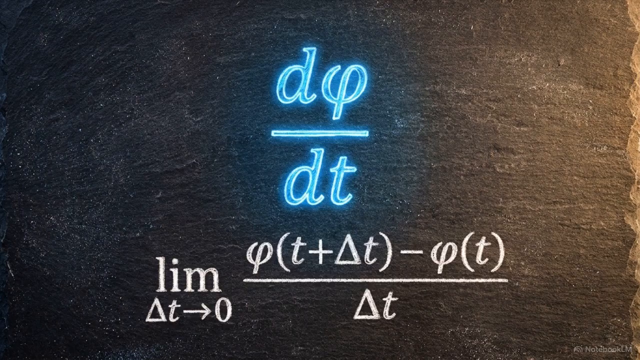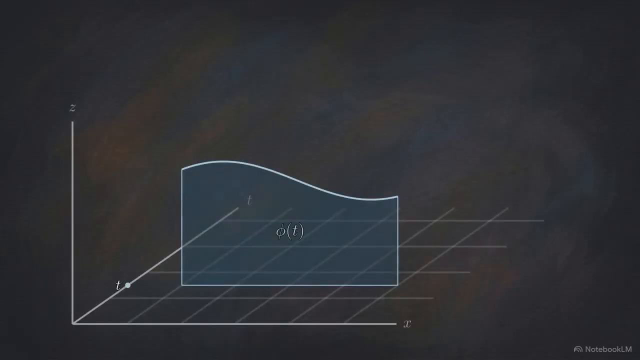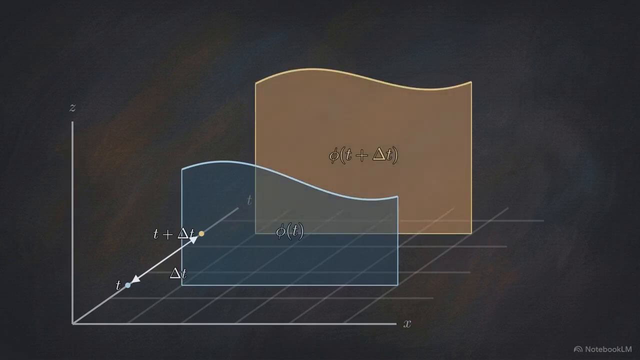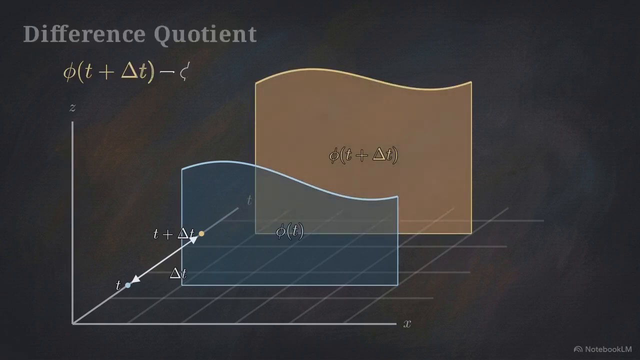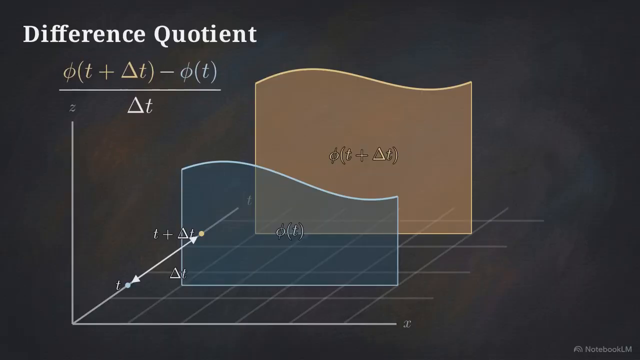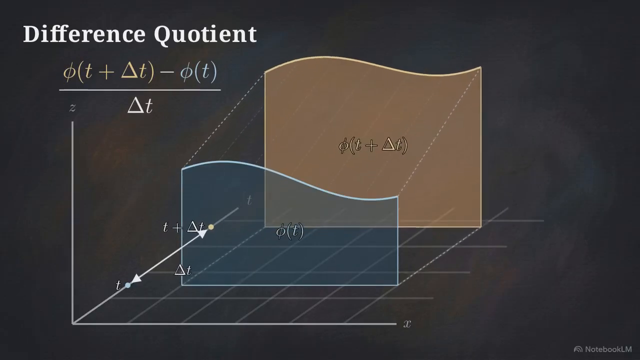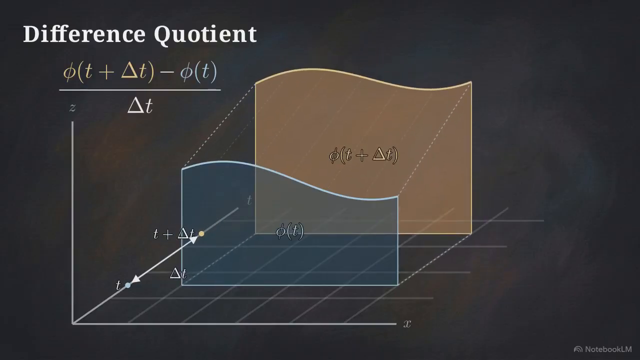To find the derivative of this new area function, phi, we have to apply the standard limit definition of a derivative. We need to see how the area changes when we move slightly forward along the t-axis. We take a second slice at t plus delta t. This visual representation shows our algebraic difference quotient. The gap between these two slices represents the change in area over our small step, delta t.